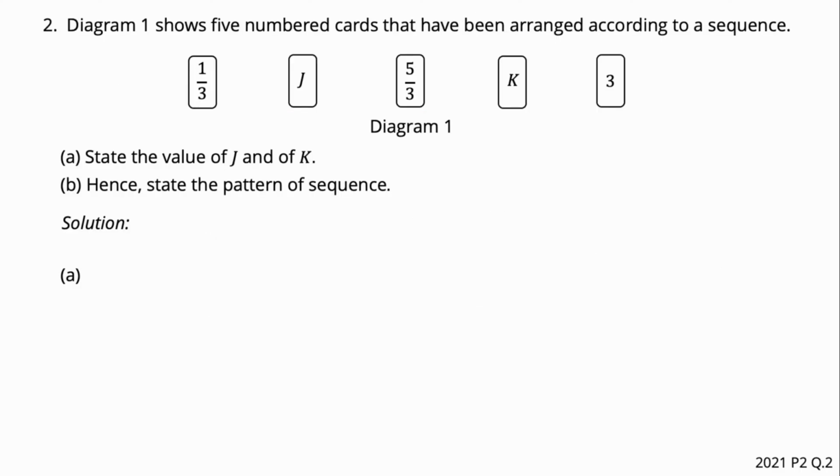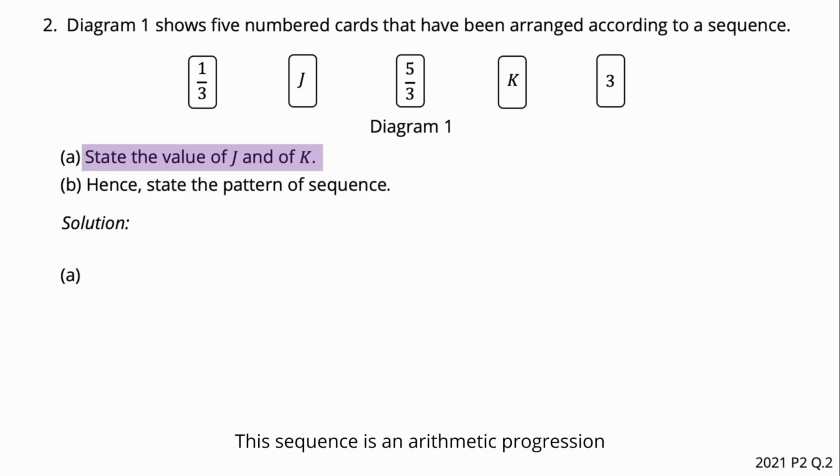Question number 2. Diagram 1 shows 5 number cards that have been arranged according to a sequence. State the value of j and of k. This sequence is an arithmetic progression. The first, third, and fifth terms are given. The second term can be calculated by the sum of the first and third terms, then divided by 2. So do k. We can find the value of j and k by using the arithmetic means.